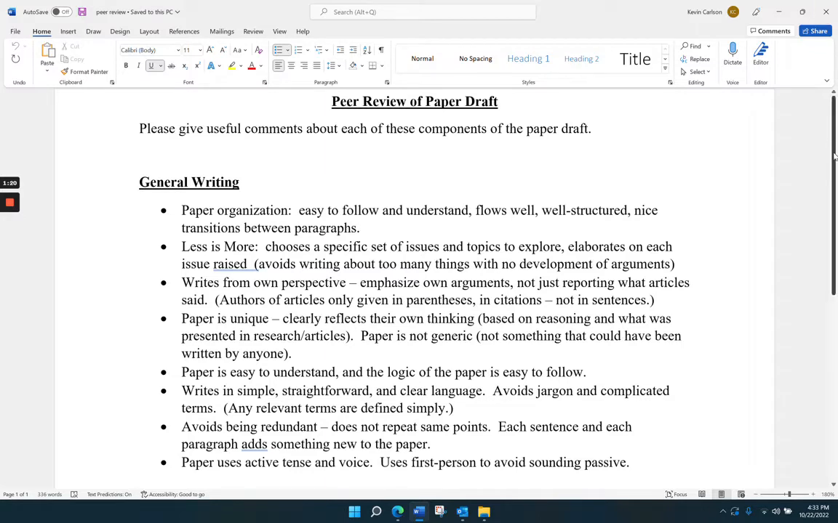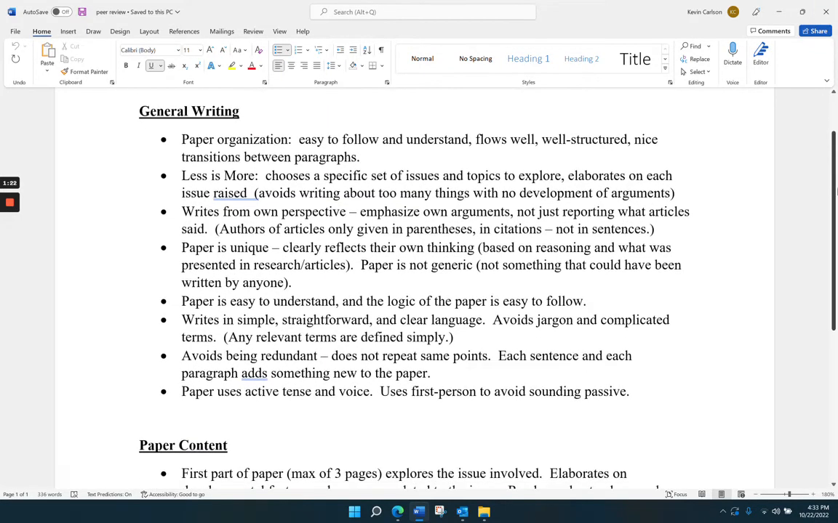And so there's three different components I've put these into. So one is general writing. So the first one is about paper organization. So is it easy to follow and understand? Does it flow well? So as you're reading the paper, it's kind of easy to read. It flows, the ideas come into a nice sequence. It doesn't seem like it's jostling around here and there. It's jumping around.